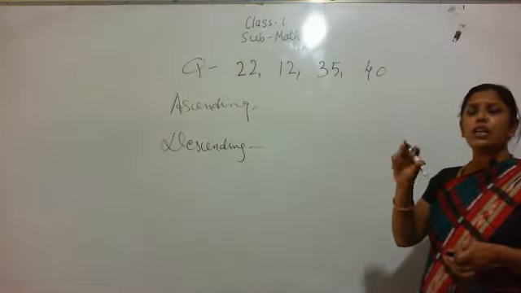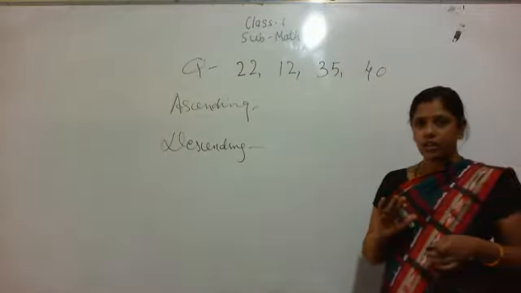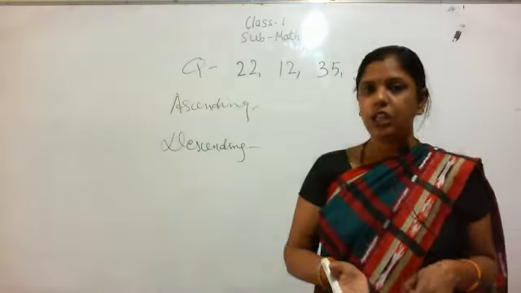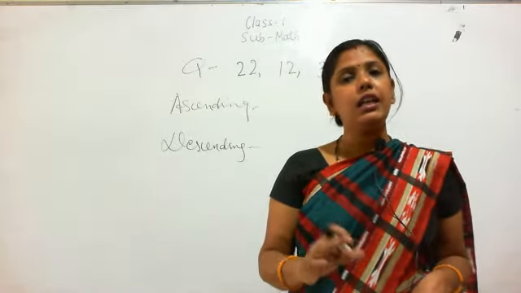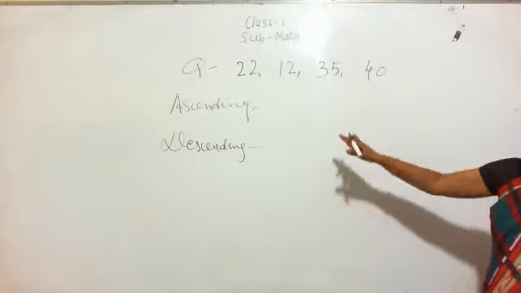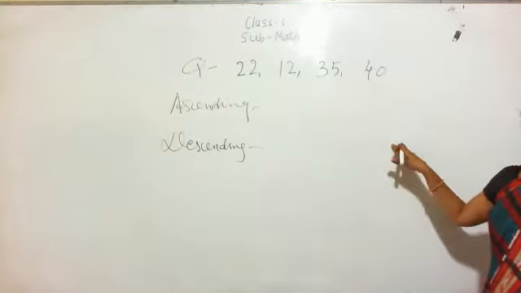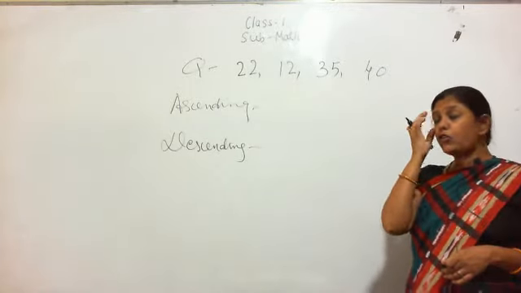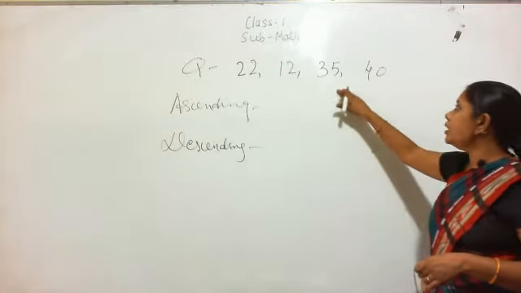एक ही क्वेश्चन को ascending में भी करना है, descending में भी करना है. This is only for explanation, the concept of ascending and descending. So first find out ascending. In ascending we arrange from smallest to largest. So first find out the smallest number among these four numbers.